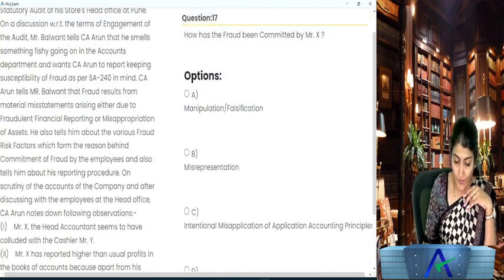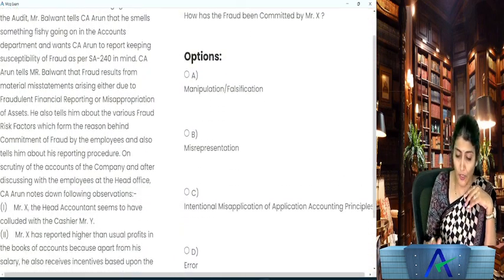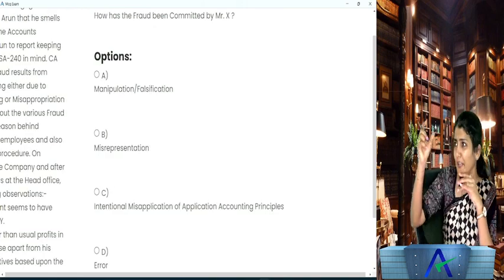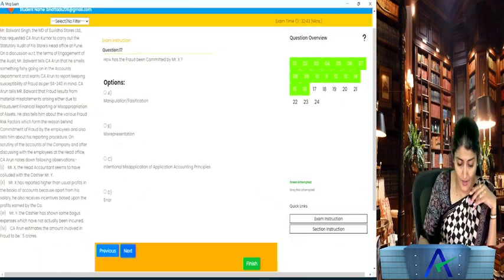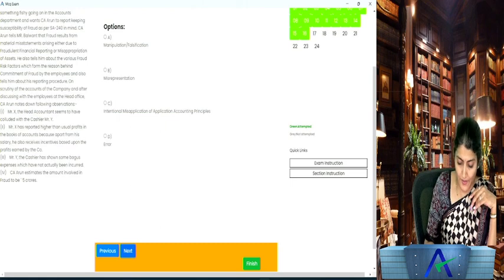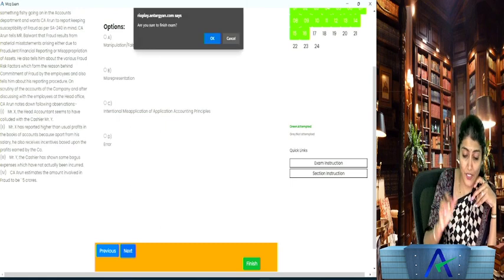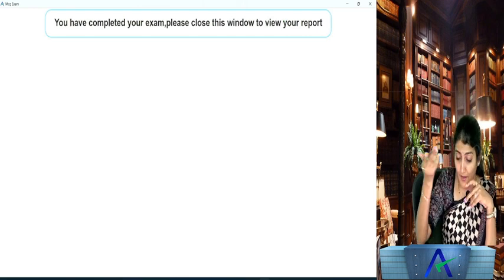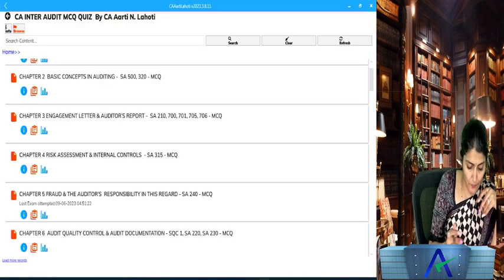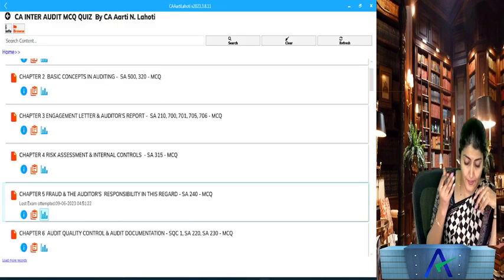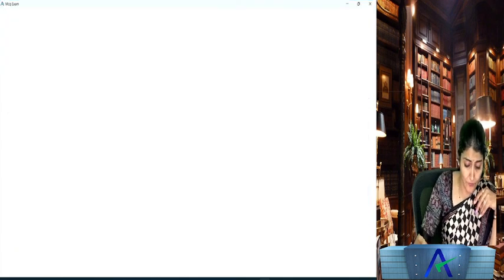Why? Because the head accountant has colluded with the cashier, so there seems to be a weakness in the internal control. Then how has the fraud been committed by X? Again we need to read the story in detail, and on the basis of that we can write down the answers. After we finish writing the test, we click OK, then close the window, and then we've written the test for chapter number 5.